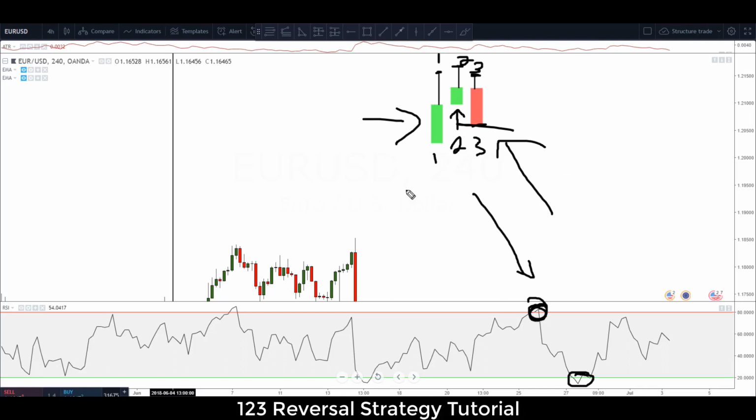bullish entry. We'll be looking for a red, another red, and then a green bullish engulfing candle here, giving us that 1 2 3 bullish entry. That's what we'll be looking for if the market is oversold here on our RSI indicator.